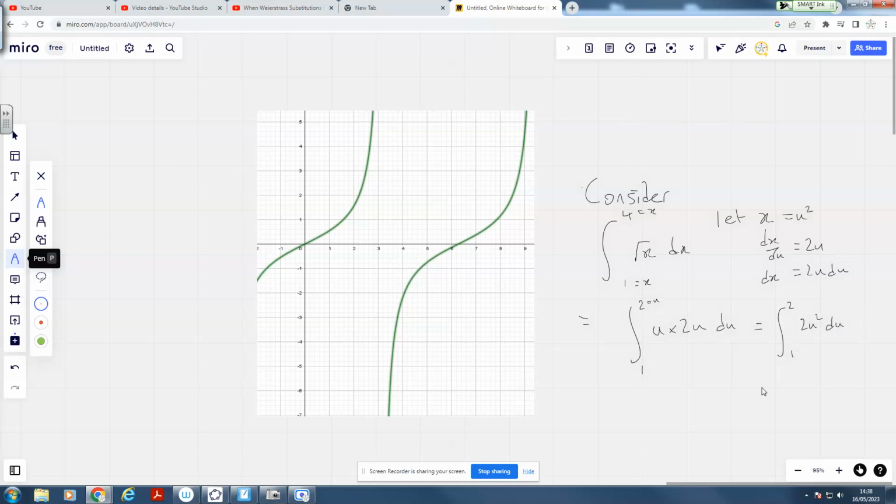I'm sure you're thinking, get on with it, because this is easy. This gives you 2u cubed over 3 between 2 and 1, and you get the right answer, which is 16 over 3 minus 2 over 3, which is 14 over 3.